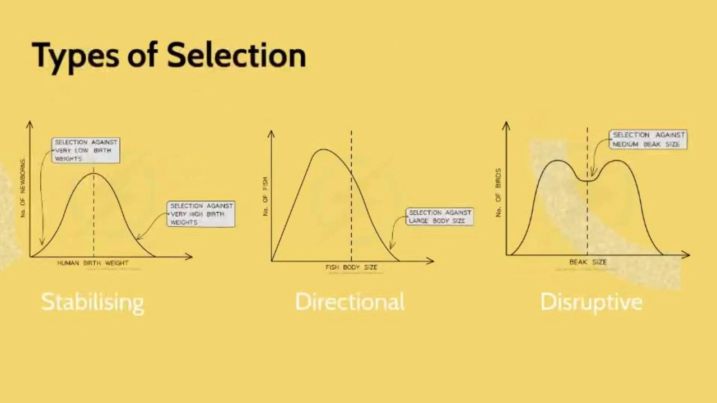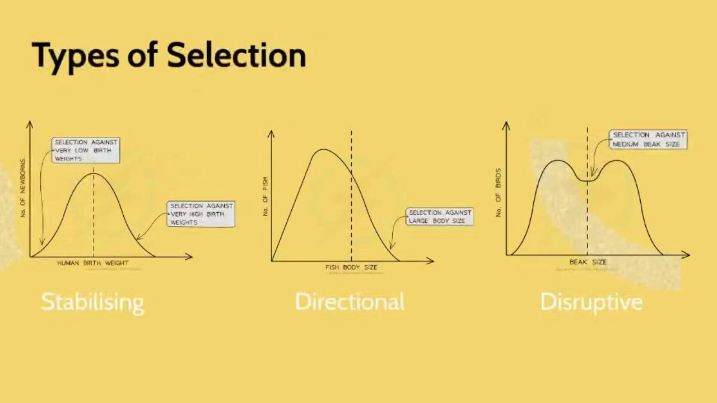So as you can see on the graph, the number of newborns on the y-axis and human birth weight on the x-axis, you get an average in the middle, and this has a normal distribution, meaning there's very few numbers of babies being born with very low birth weight and very high at low numbers with a high birth weight, and the majority of birth weights are in the middle.